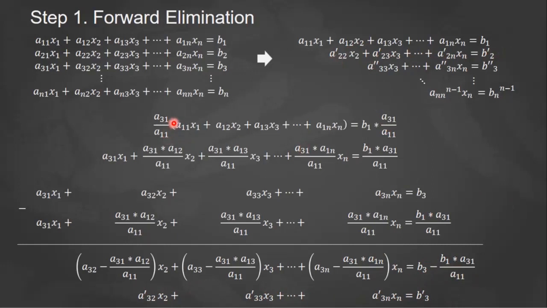Now we eliminate x sub 1 from the third equation. We multiply the first equation by the coefficient of the third equation divided by the first coefficient, so a31 over a11. We multiply that one, then we subtract this from the third equation. So we'll have this result, this new equation: a prime 32 x sub 2, a prime 33 x sub 3, up to b prime 3.